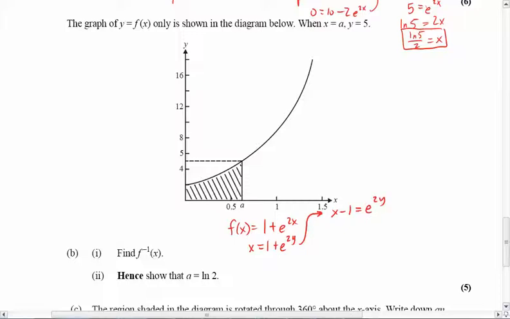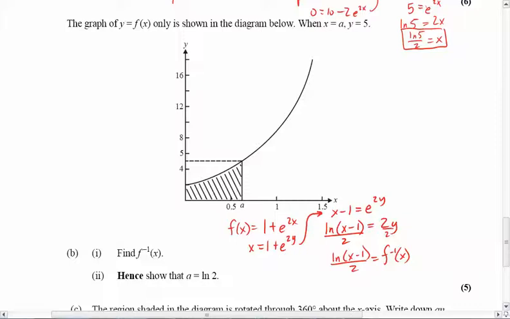I need to get rid of the e's, so I'm going to natural log both sides. So natural log of x minus 1 equals 2y. You have to understand that e and natural log are inverses. If you don't, you won't be able to get the previous question, nor will you be able to get this one. Then we're going to divide by 2. So there you go. Natural log of x minus 1 over 2 is equal to f inverse. Okay, you got to put that back in. That is the new y, which is f inverse of x.